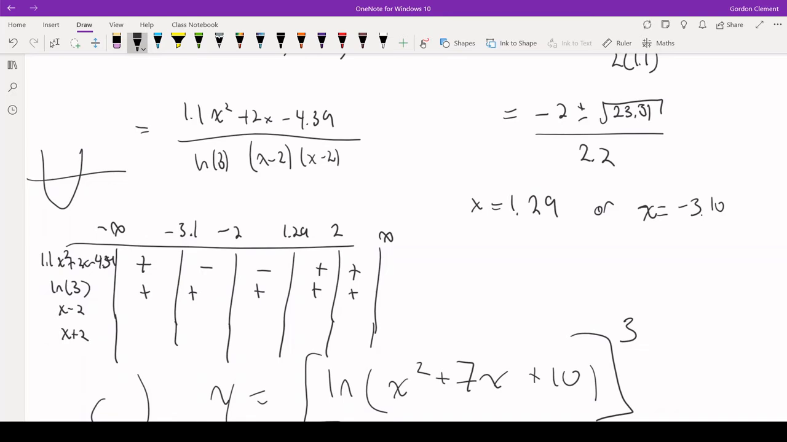And we get this one, oh, I'm doing that backwards, x minus 2 switches at 2, and x plus 2 switches at minus 2.